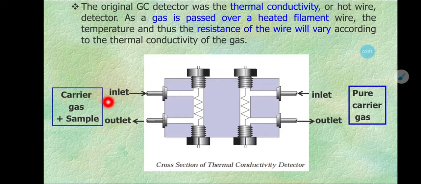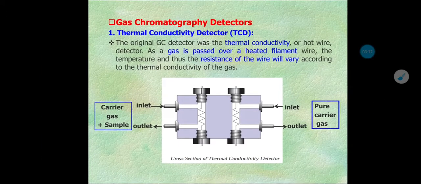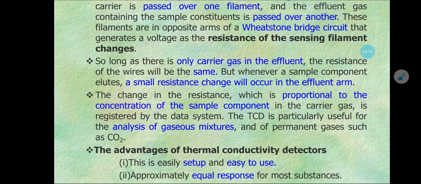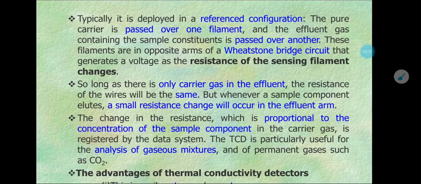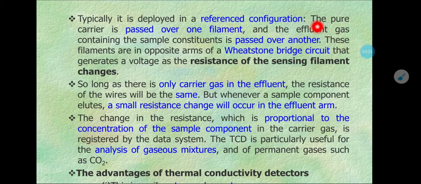So this depends on the conductivity of the gas. This will change the resistance of this wire, and the resistance difference between these two, reference and sample side, will indicate the presence of sample and send a signal to the readout device. So it is a very simple principle. Typically it is deployed in the reference configuration.